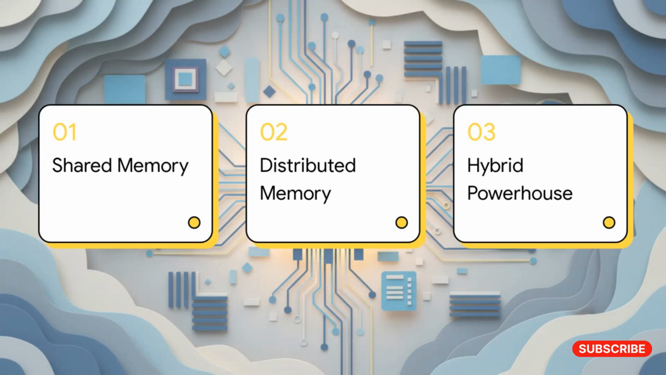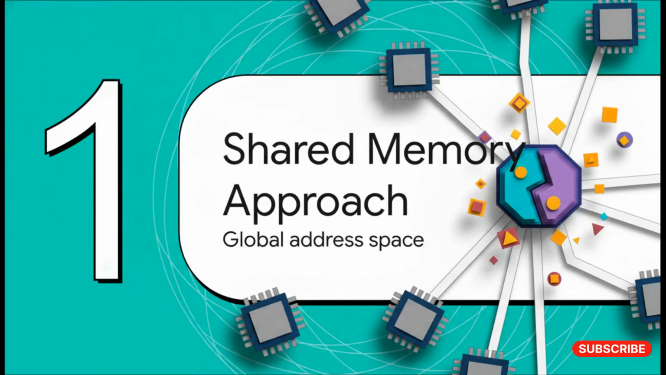To figure that out, we're going to trace an evolutionary journey today. First up, Section 1, the shared memory approach. Then, Section 2, distributed memory systems. And we'll wrap up with Section 3, the hybrid powerhouse. Okay, let's dive right into this. Section 1, the shared memory approach.